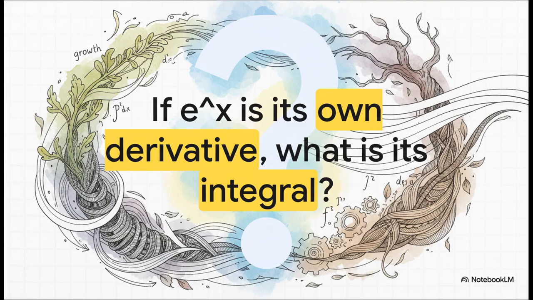So I'll just leave you with a little food for thought. We've spent all this time on the fact that e to the x is its own derivative. So if you think about the inverse process, integration, what do you think the integral of e to the x is? And what does that imply about the nature of things like population growth or radioactive decay or, well, the very fabric of calculus itself? Pretty amazing stuff to think about.